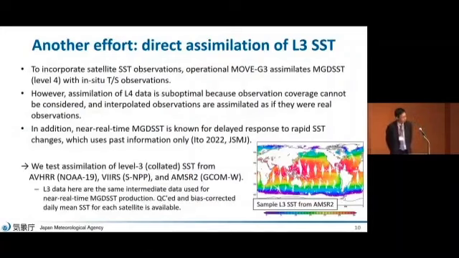We don't have treatment yet, so that is for quarter degree 4D-Var, and here is another effort, a direct assimilation of level 3 SST.